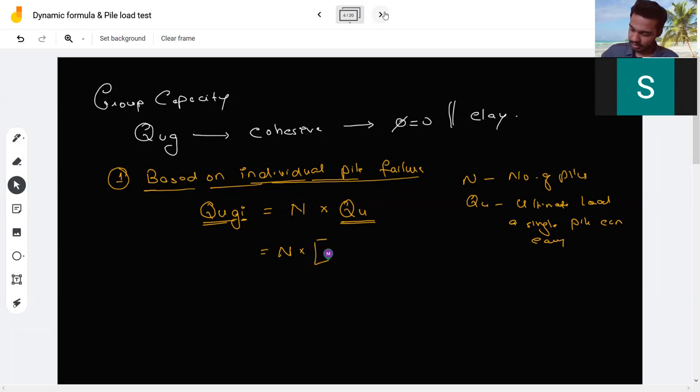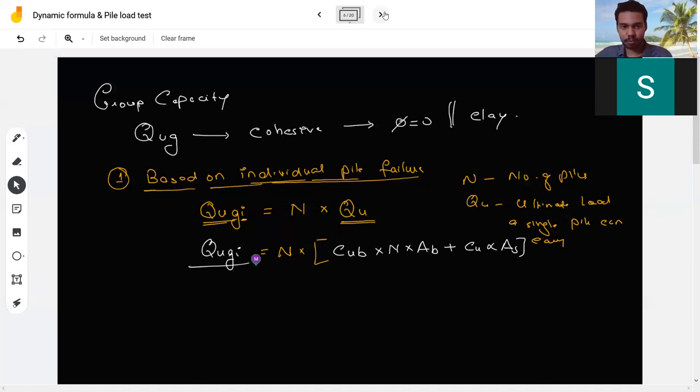That is equation number 3, which is equal to Cu b into N into Ab plus Cu alpha As. The same formula which we have written for individual piles. I've just written it here. So this formula which I have written here is the formula for the group capacity of the pile when it is in cohesive soil for an individual pile failure case. Now हम वापस इसको block failure के निकालेंगे.